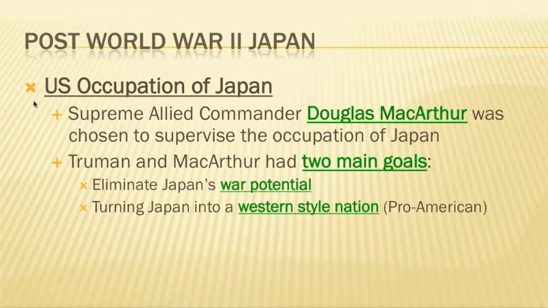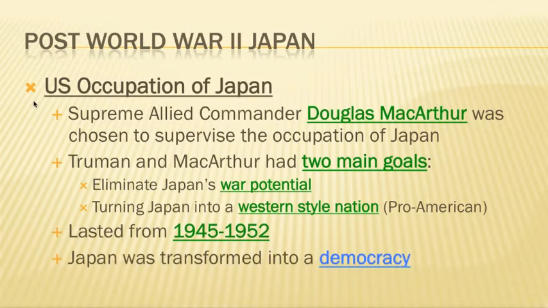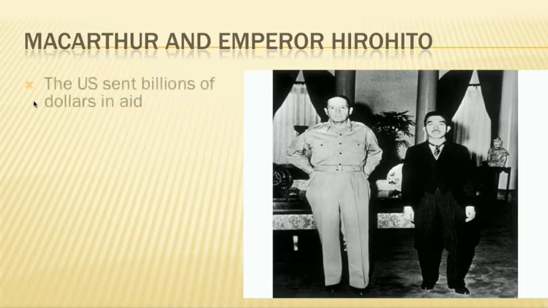And they really didn't have a say in this. This was us demanding this of the Japanese. And this lasted from 1945 until 1952. So Japan was transformed into a democracy. You can see Douglas MacArthur here and Emperor Hirohito.